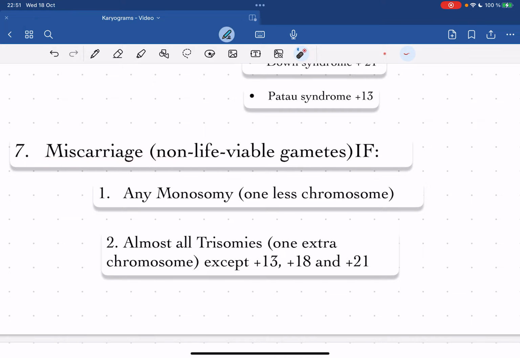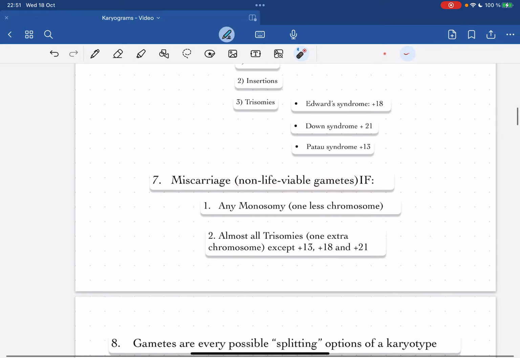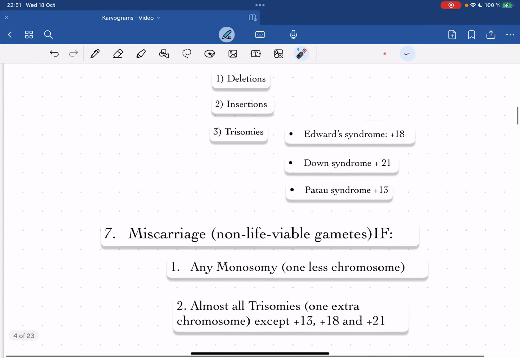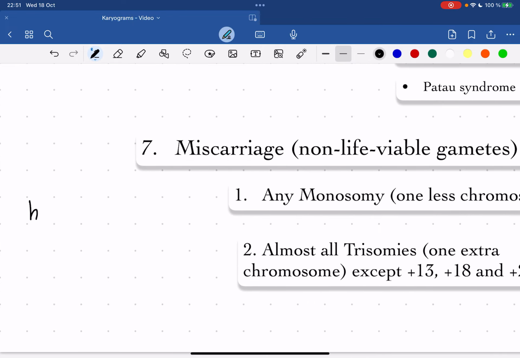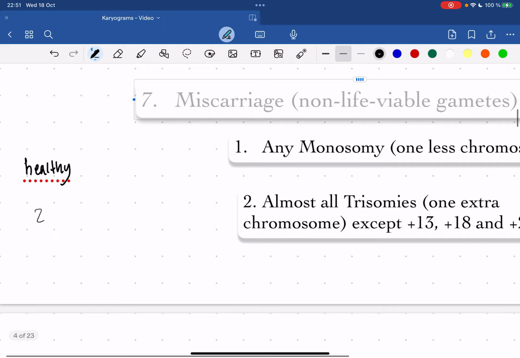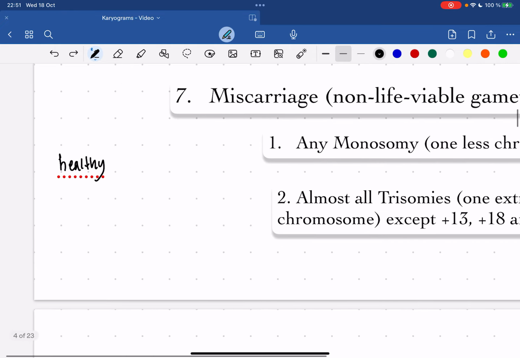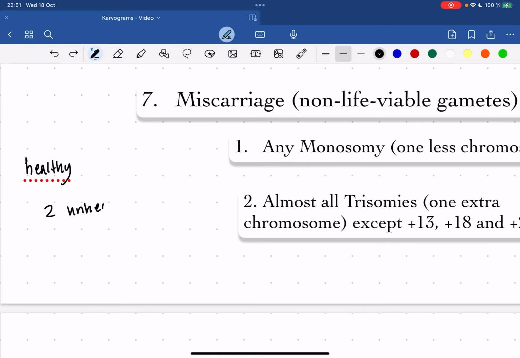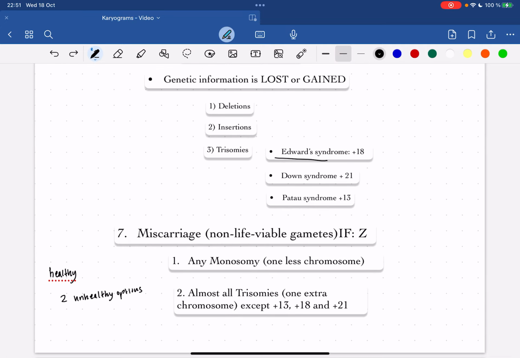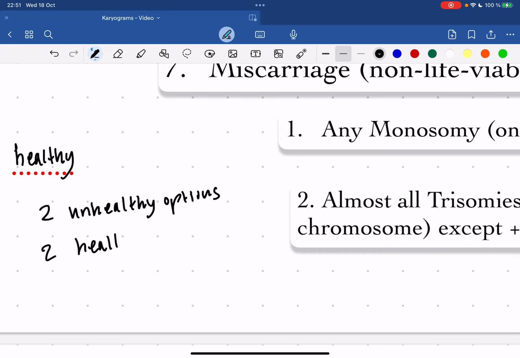Then there are miscarriages, which are non-viable for life gametes. And in this case, if they, for example, ask how many children would be healthy, or what is the chance for a healthy child, and you have two unhealthy options, or not options, but possibilities. You can either get, for example, Edwards syndrome or a deletion, we could say, and then you have two healthy ones, and then you have 4 non-viable for life or miscarriages.